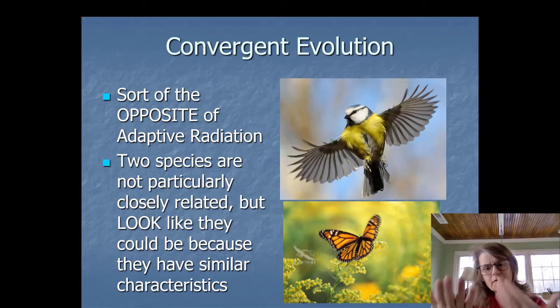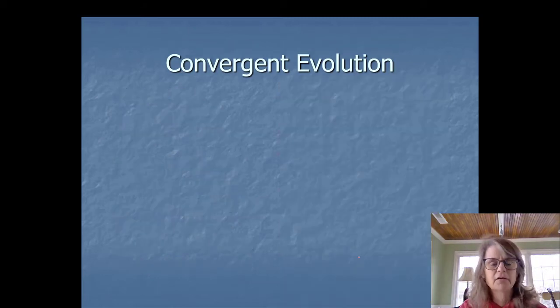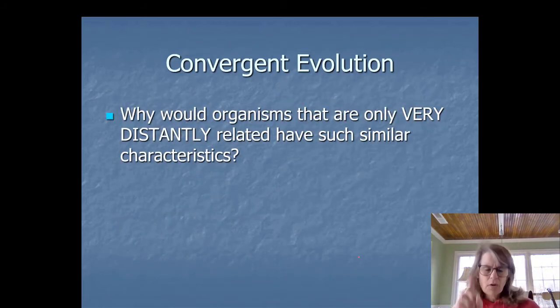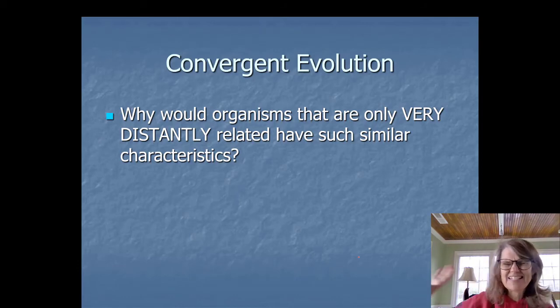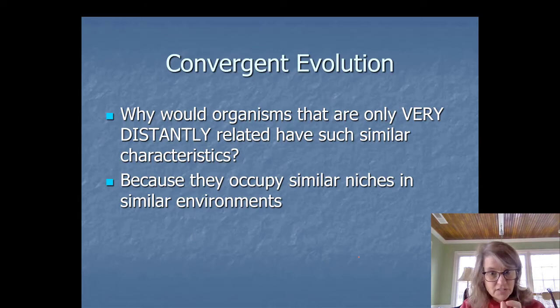So if you look at this bird and this butterfly, you might say, well, they both have wings. They must be related. They kind of have similar ways of moving around. They both fly. But of course, you know that an insect and a bird are not terribly closely related at all. So why would organisms that are only very distantly related have such similar characteristics? And the reason is because they occupy similar niches, similar roles in similar environments.